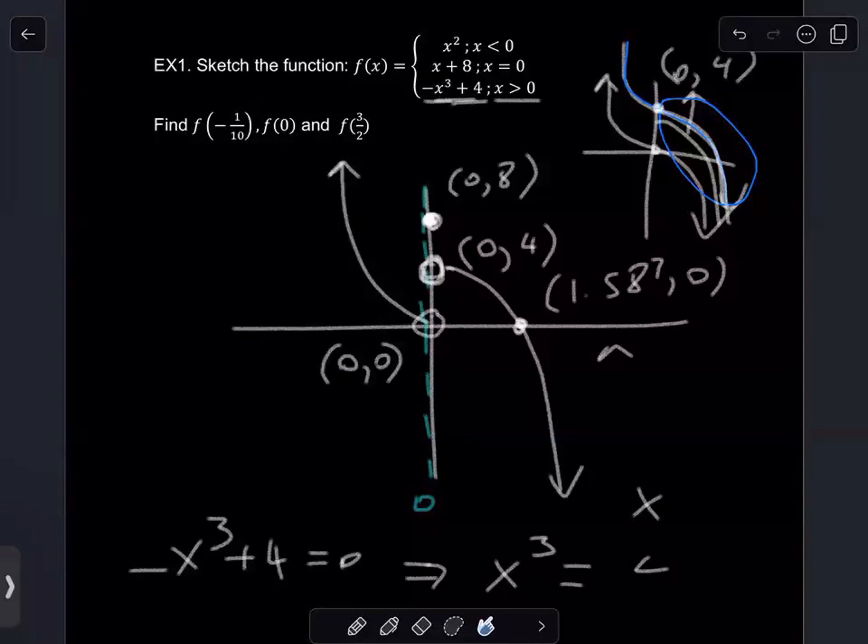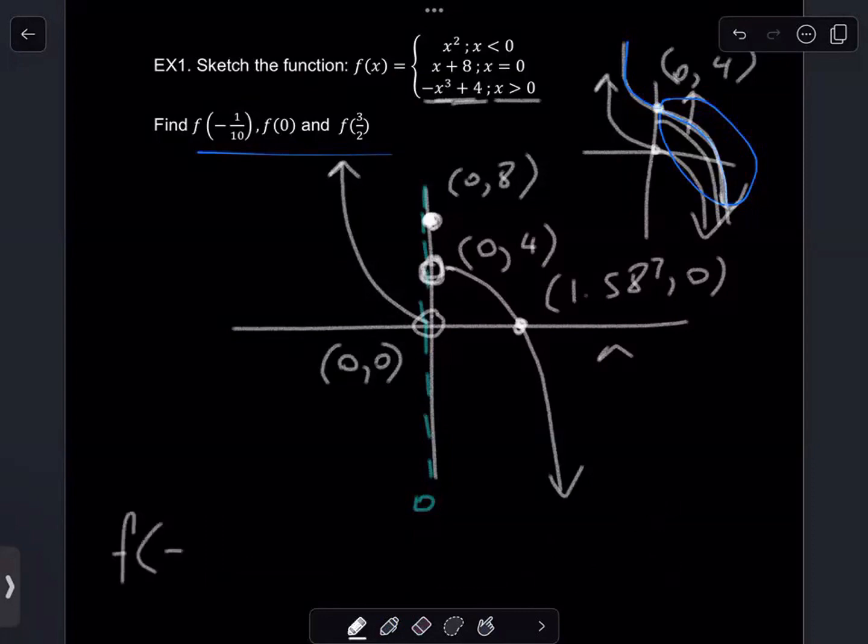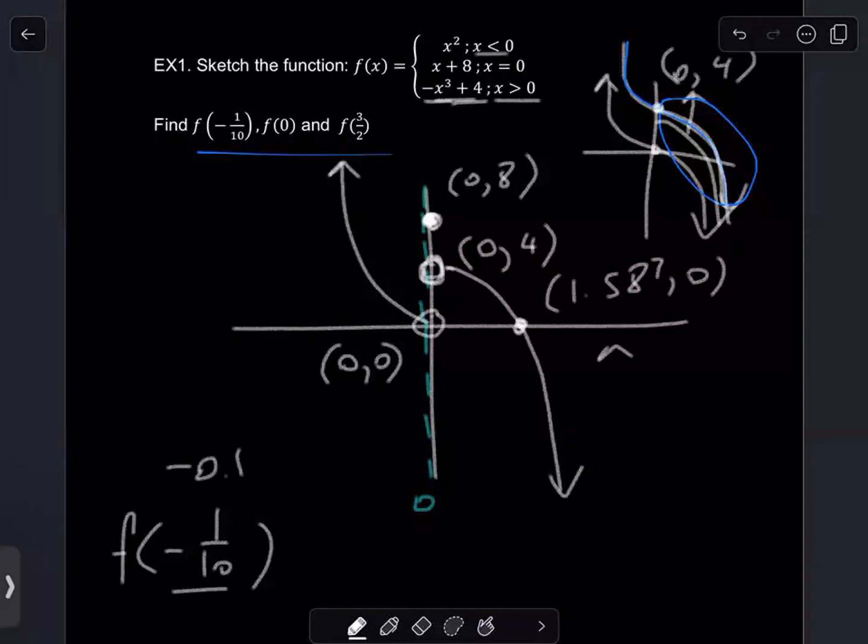Before we move on to the next example, we just need to finish up with this question. So we need to identify those y values. So let's just make some space here. Okay, firstly, we need to find f of -1/10. So how you would do this with a piecewise function is look at your x input value. Your x input value is -1/10. Ask yourself, is -1/10, or if you're more comfortable using decimals, -0.1, an x value that's less than 0, equal to 0, greater than 0? Clearly, it's a negative value, so it has to be less than 0.